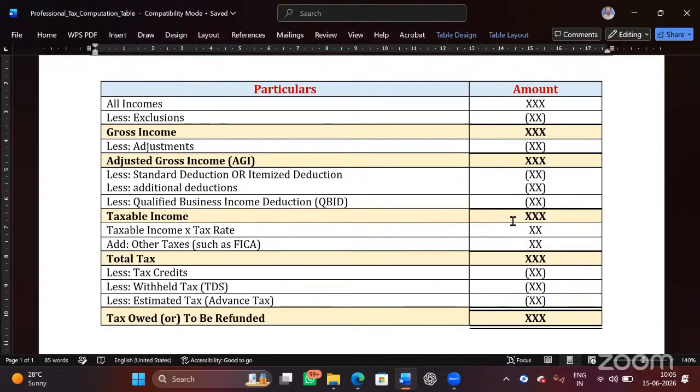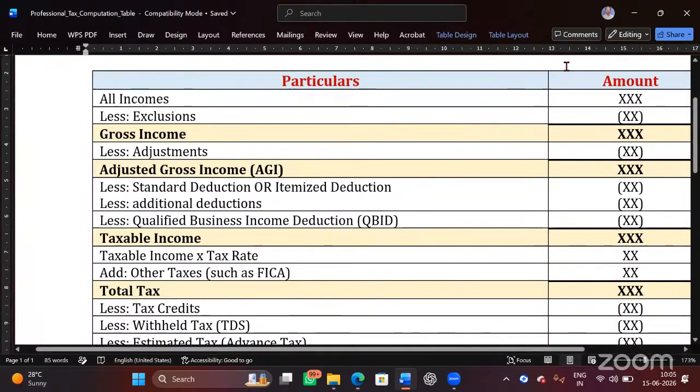Certain incomes are not treated as incomes. So those items need not be included and no tax needs to be paid; they need not even be included in the tax return. Those are technically called exclusions. Second item: from all the incomes, we have to delete the exclusions. No need to even include them in the forms or returns. Then the balance amount is technically called gross income.